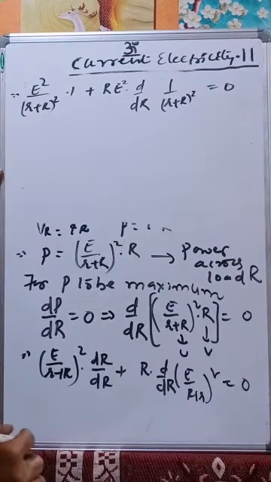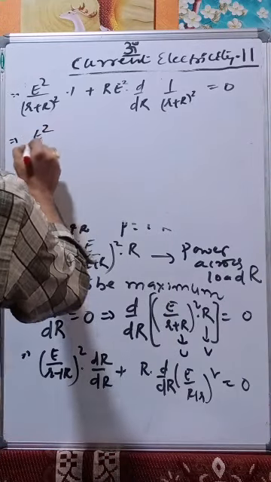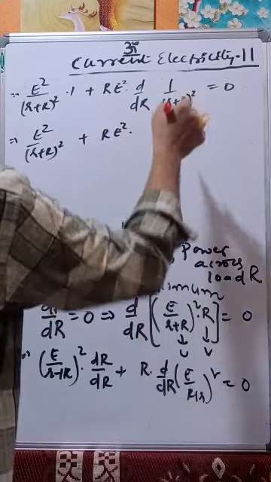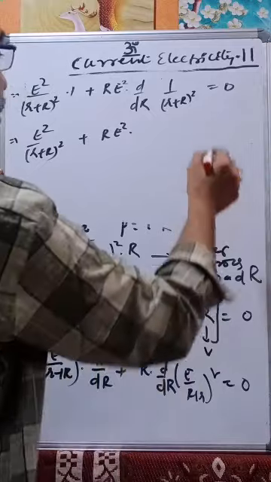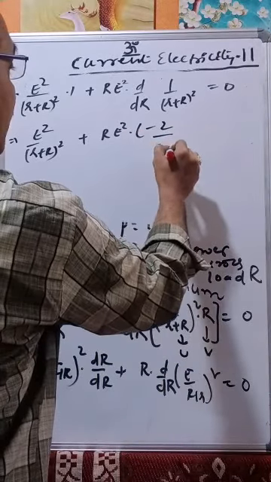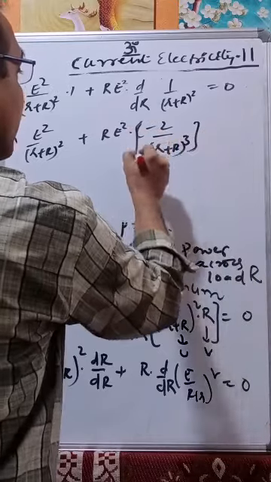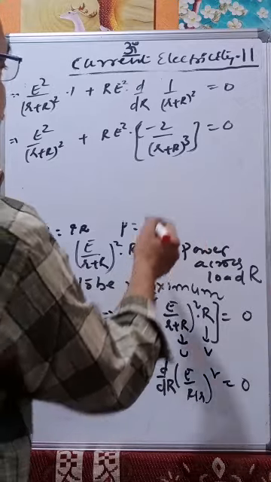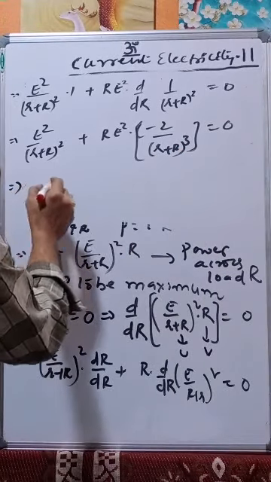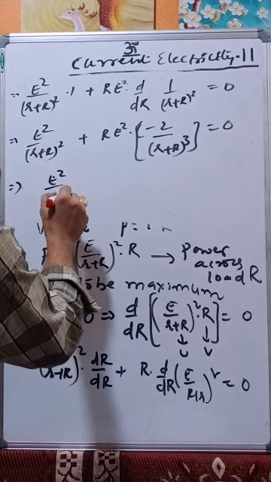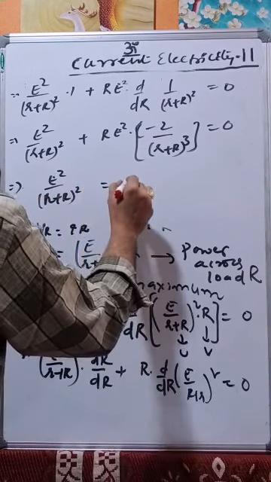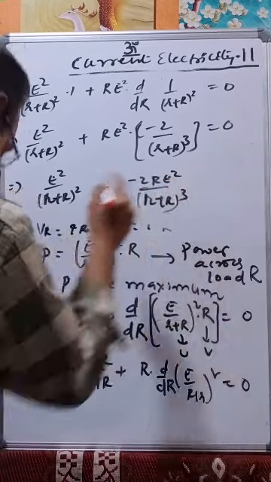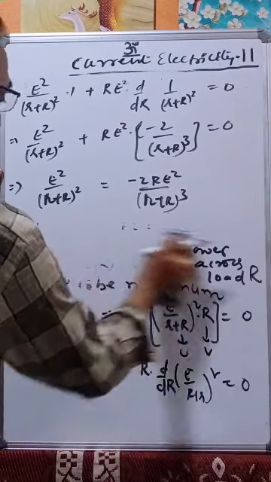This implies E square by (R plus r) whole square plus R E square into the derivative of 1 by x square, that is x power minus 2, which is minus 2 by x cube, that is minus 2 by (R plus r) whole cube, is equal to 0. This implies E square by (R plus r) whole square should be equal to minus of 2R E square by (R plus r) whole cube.